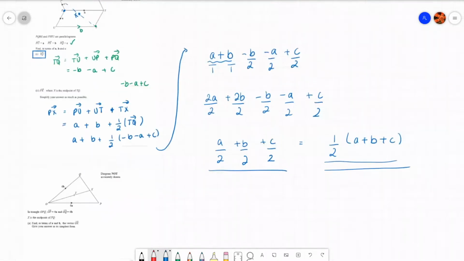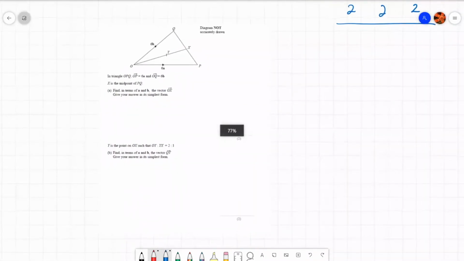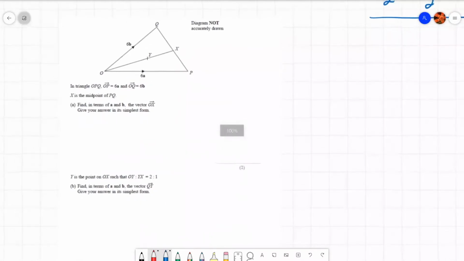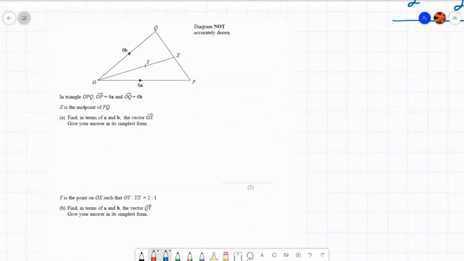Okay, let's have a look at another question then. Gets slightly tricky, this one here. It's 2 and 2, which is 4 marks. Let's have a look at how to answer this question. So we've got a triangle OPQ. O to P is 6A and O to Q is 6B. So that's given to us. It tells you that X is the midpoint of P to Q. And then it says find in terms of A and B the vector O to X. Give your answer in its simplest form.